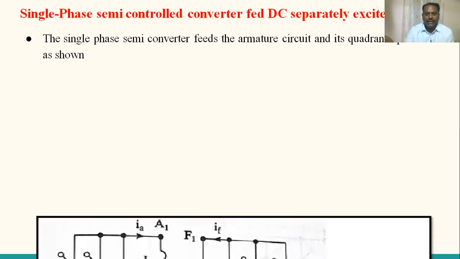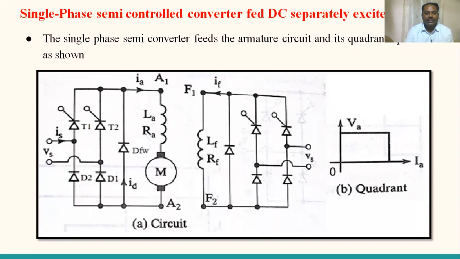See here, this is the drive circuit. So from the name itself, what is the supply? Single phase supply. What is the converter? Semi-controlled converter. And what is the drive? Separately excited. As per the basic block diagram of an electrical drive, the source is a single phase AC supply, the power modulator is a single phase semi-controlled rectifier, and the drive is a DC separately excited motor.